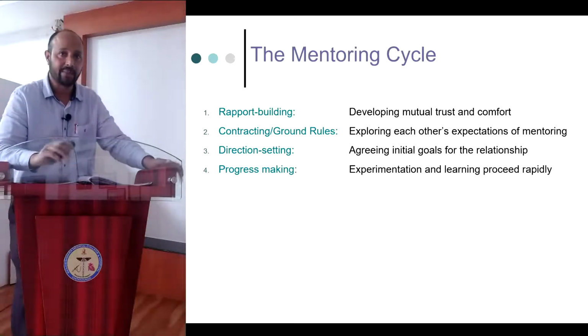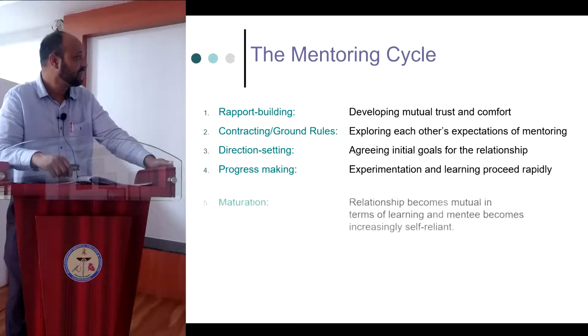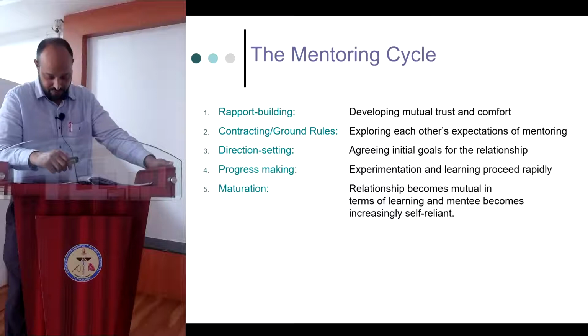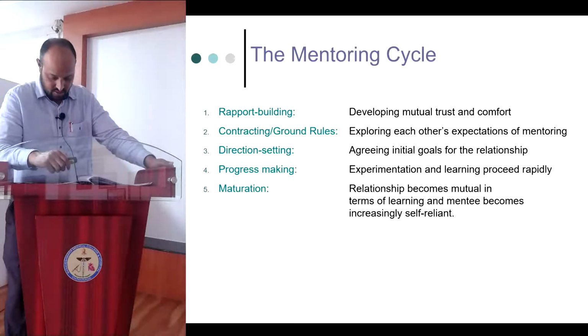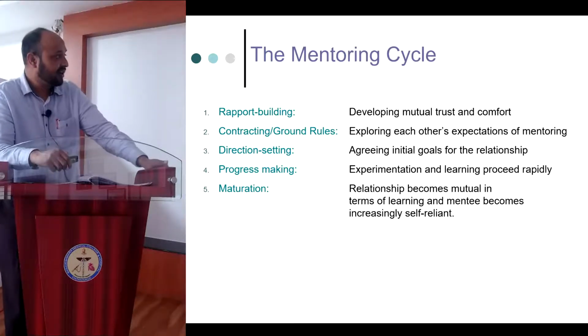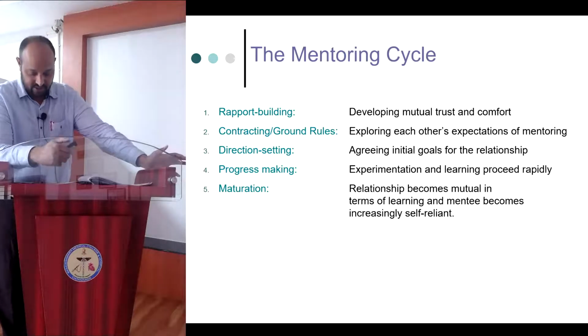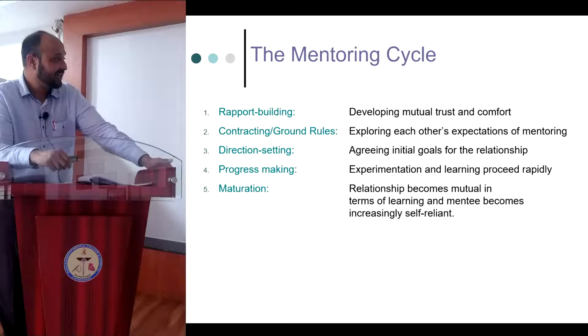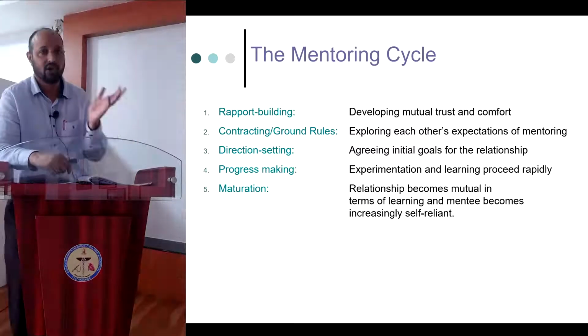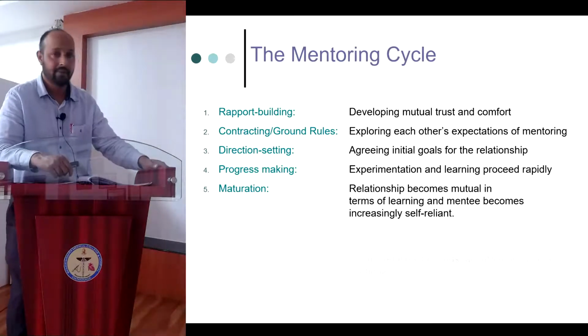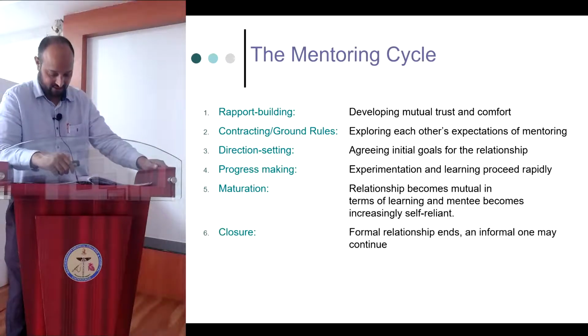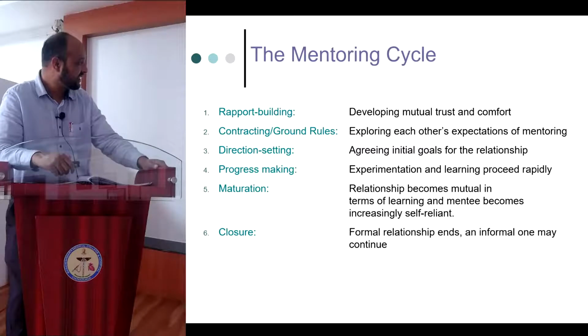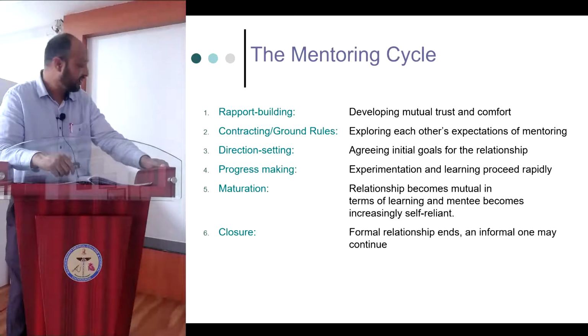Then we have something called maturation. The relationship actually becomes mutual in terms of learning. The mentee becomes increasingly self-reliant, no longer dependent on the mentor for decision making. He is mature enough to take his own decisions, and again and again for petty issues he doesn't require the mentor.